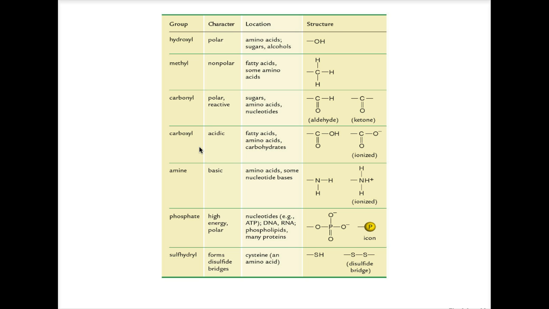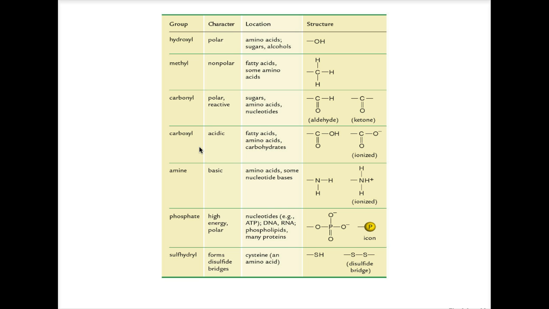The methyl group is a carbon with 3 hydrogen atoms, so it's a CH3 group. And in the methyl group, the bonds between the carbon and the hydrogen are not polar because the electrons are equally shared. So the characteristic that is prevalent with methyl groups, and in the larger molecules in which methyl groups are found, is nonpolarity, which means not soluble in water. And this is found with fatty acids and some amino acid side chains.